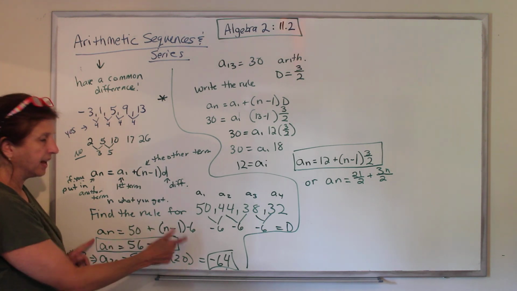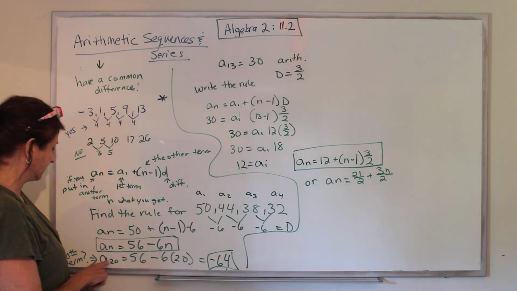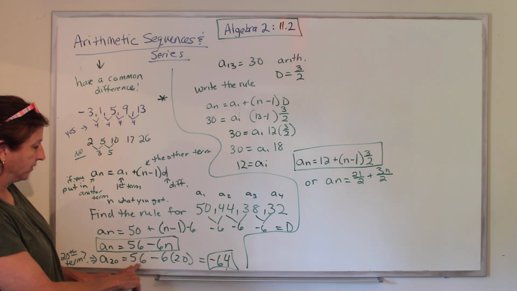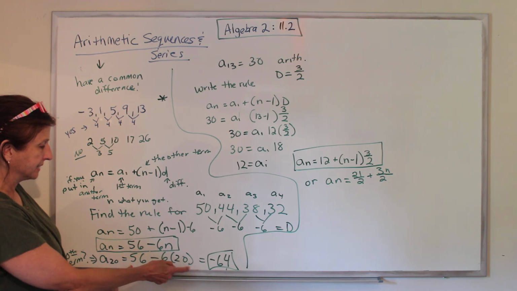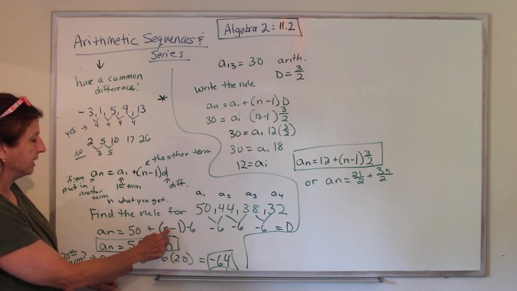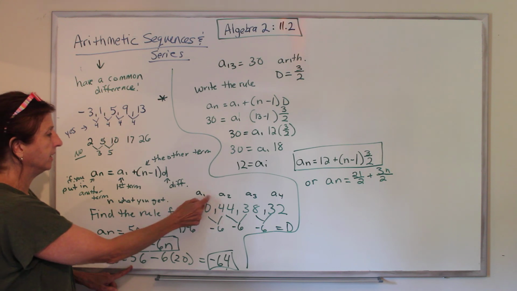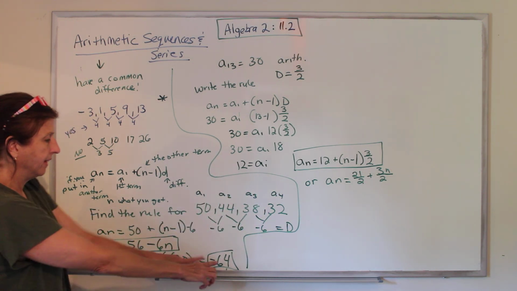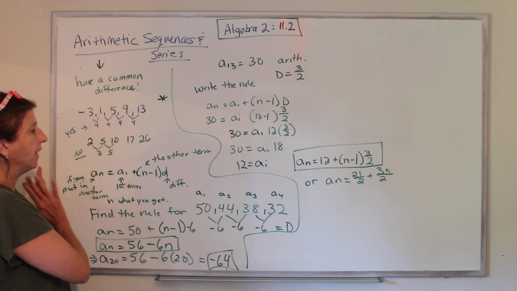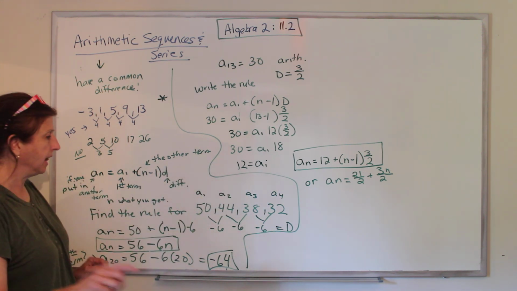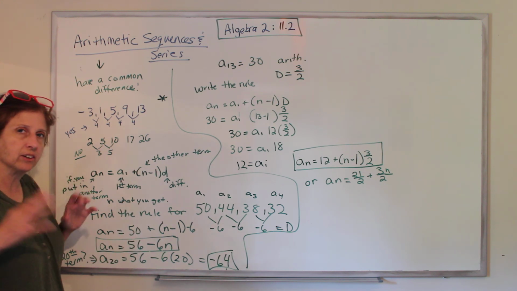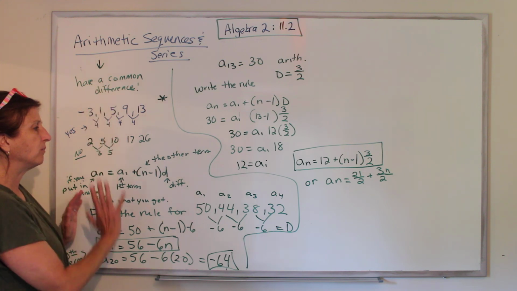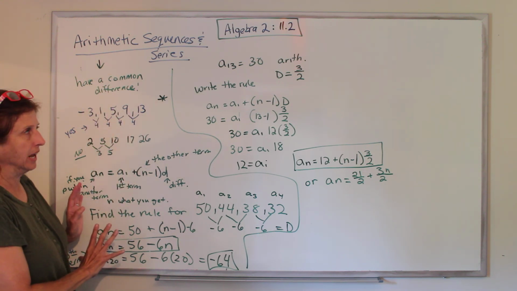Then they say, now that you've got the rule, what is the 20th term? So we're going to say A20 is 56 minus 6 times 20. The number is the term, meaning which one is it? We want 20, so 20 goes here, and the answer is -64. This is a little bit complicated, but if you just break it down and look at what everything is, it's not too bad. This is one level up from that.